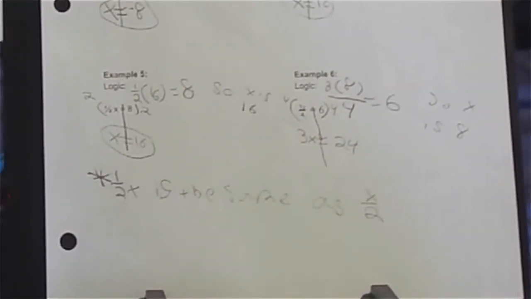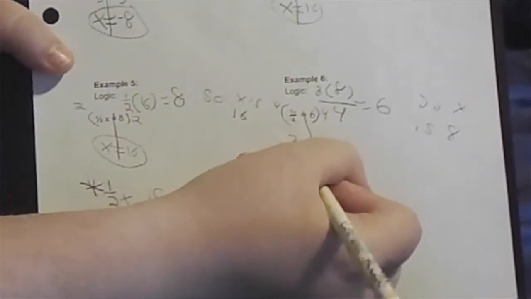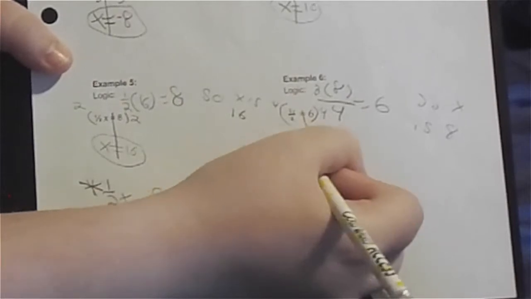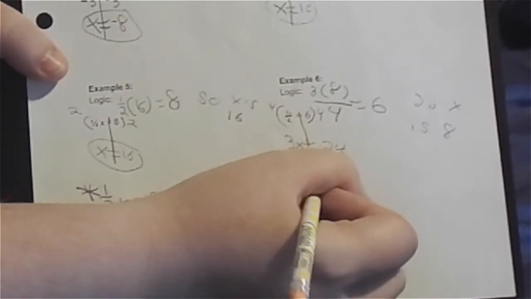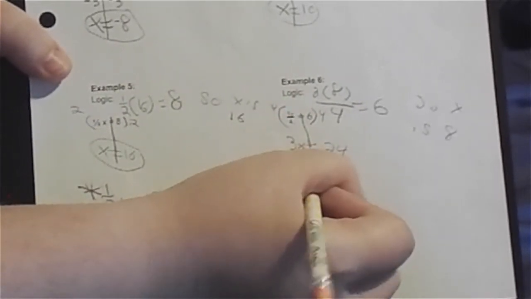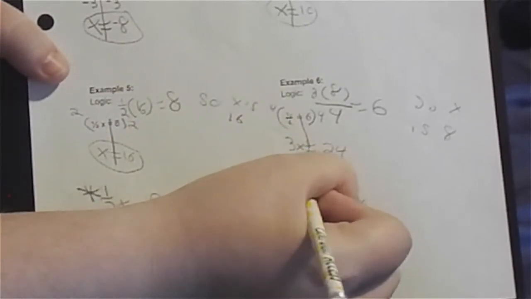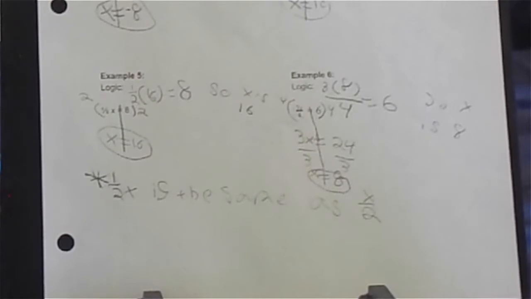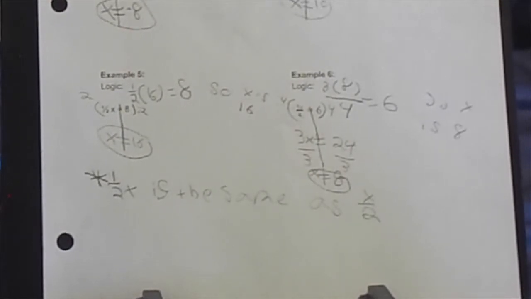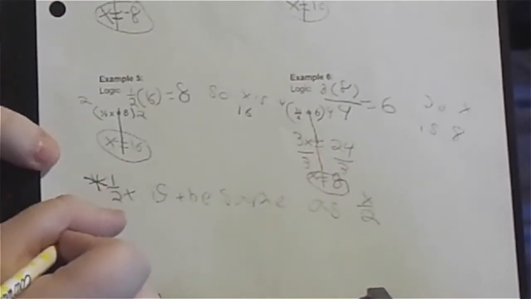Note that the 3 is still there, though. So to get rid of that 3, I need to divide it away, because it's 3 times x, and the opposite of multiplying is dividing. 3 divided by 3 is 1, therefore x is 24 divided by 3, which is 8. X is 8.